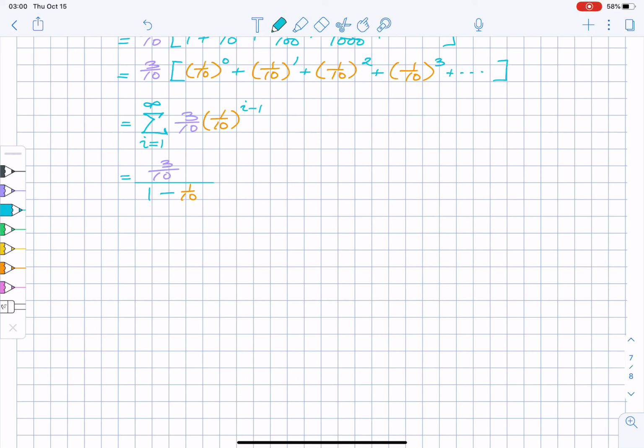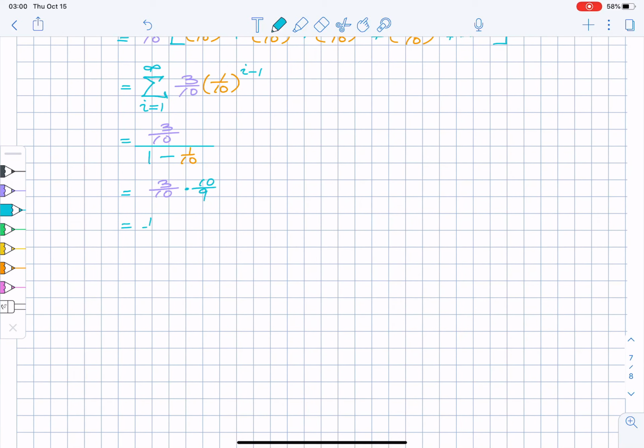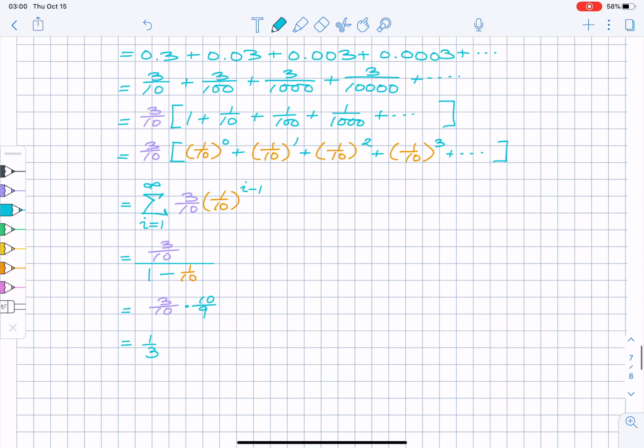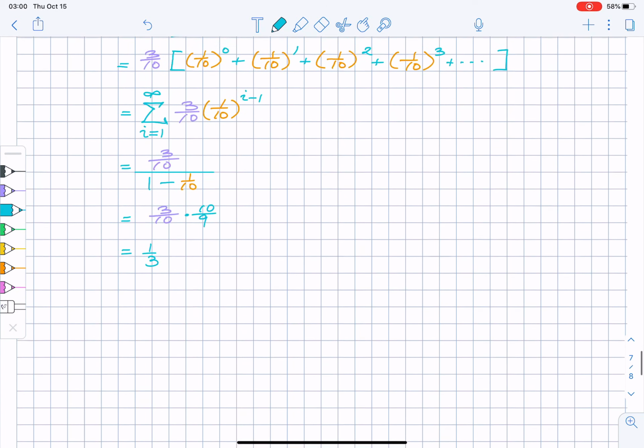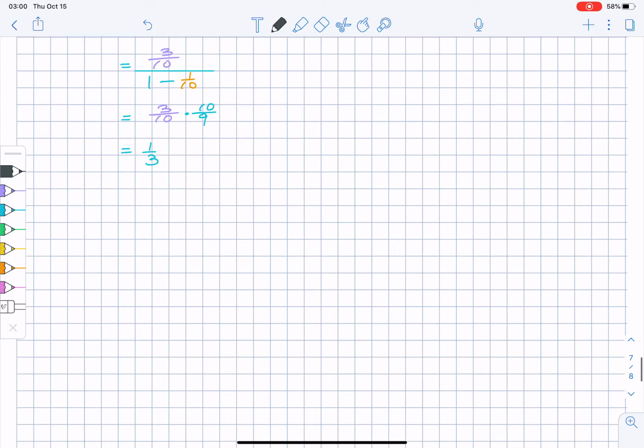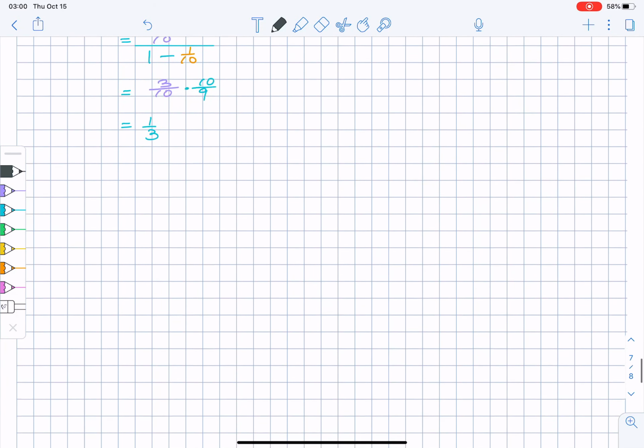Okay, so that's going to be 3/10 divided by 9/10. So invert and multiply, and you get 3 over 9, or 1/3. So, well, it's true. 0.3 bar is 1/3. We did all that for something we already knew. Oh, yes, mathematicians are evil. Let's do another one, shall we?